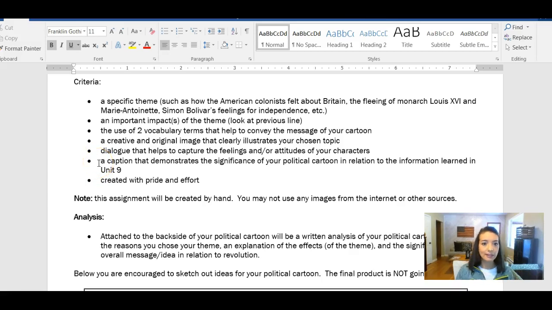Okay. This bullet says that you're going to write a caption that demonstrates the significance of the political cartoon. When you look at a newspaper and they have a picture, there is a caption. Sometimes it's on the top, many times it's on the bottom, and typically it's a one-liner. It's one sentence that is very straight and direct as far as what is happening in the picture, okay? So again, your caption is going to be about what you are drawing and what you're trying to convey, okay?